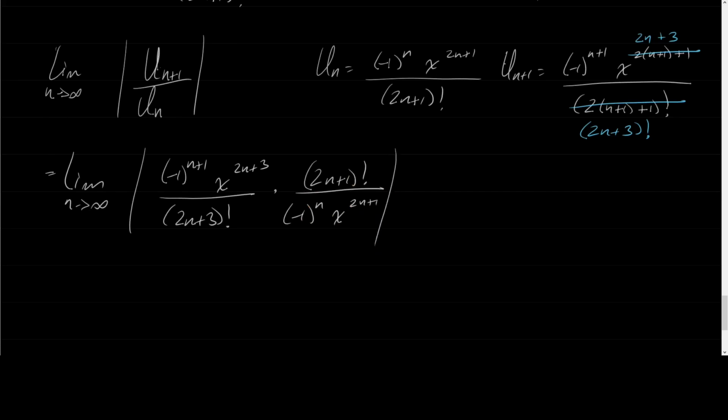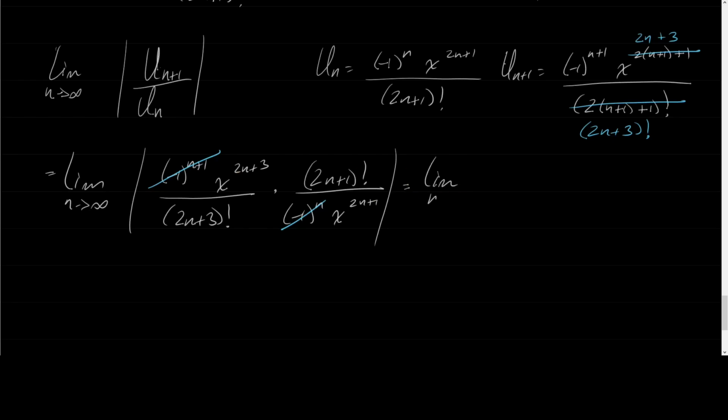Cool. Now, in here, since we're taking absolute values, those (-1)^n factors don't affect us at all. The next thing, x^(2n+3) over x^(2n+1). We have the same base, different exponents. All we need to do there is subtract the exponents. So what does that give us?